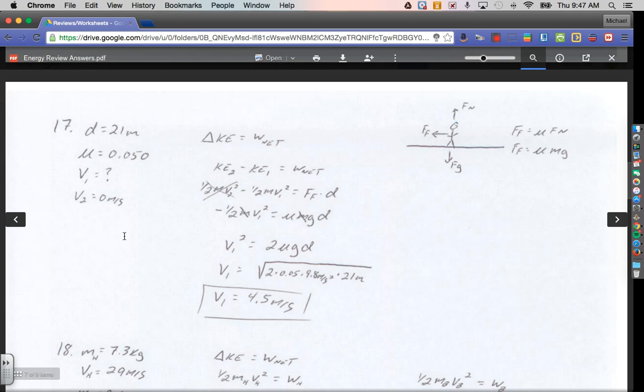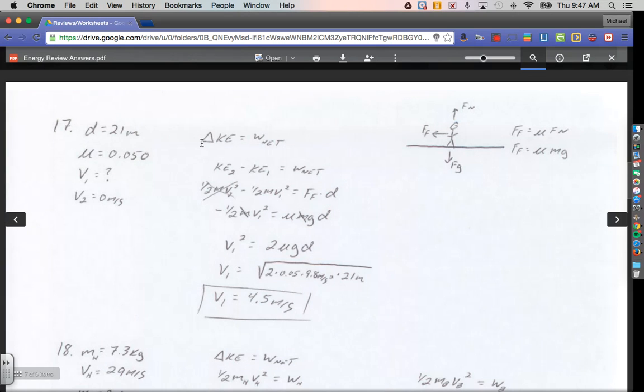We're going to take a look at problems 17, 18, and 19 on your energy review. Number 17, a skier slides horizontally along the snow for a distance of 21 meters before coming to rest. The coefficient of kinetic friction between the skier and the ground is 0.050. And initially, how fast was the skier going is the question.